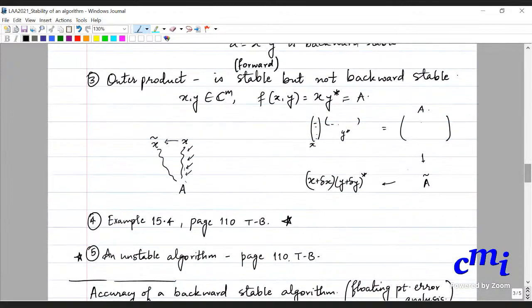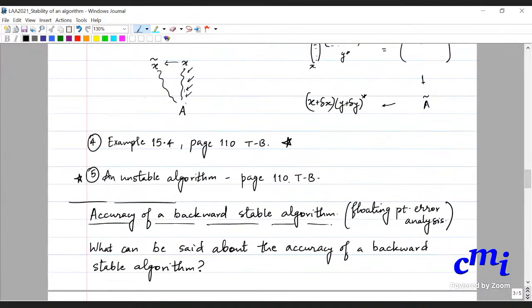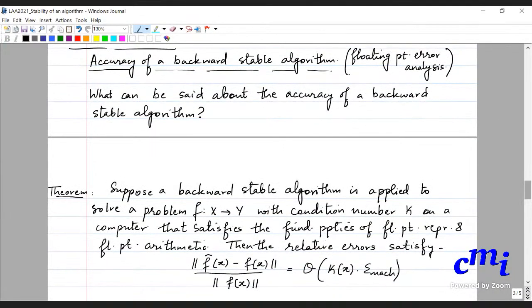Now one wants to talk about why a backward stable algorithm is preferred. What can you say about the accuracy of a backward stable algorithm? Suppose you have a backward stable algorithm, then how far can you trust it? That is given by this theorem. Suppose you have a backward stable algorithm applied to solve a problem F, and suppose that problem F has condition number kappa. Then the relative error is going to be of the order of kappa x times machine epsilon. So if you have a backward stable algorithm, what this theorem is saying is that the accuracy is dictated by the condition of the problem at the given data point.